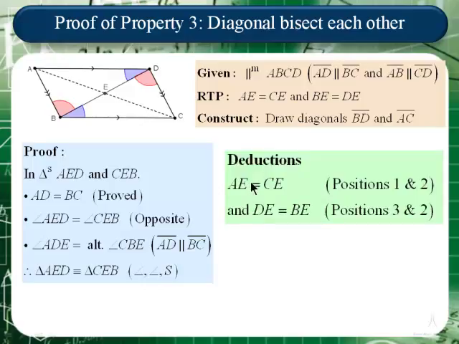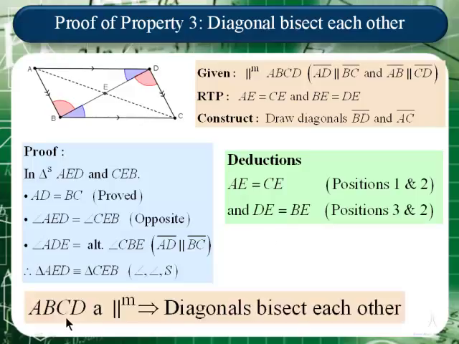So what can we then deduce? I can deduce that AE, that's the vertices in positions 1 and 2, is identical to CE, and DE, that's positions 3 and 2, is identical to BE. And therefore we have proved that E is not only the midpoint of AC, but it's also the midpoint of BD. So therefore, if we have a parallelogram, we can say that the diagonals bisect each other.